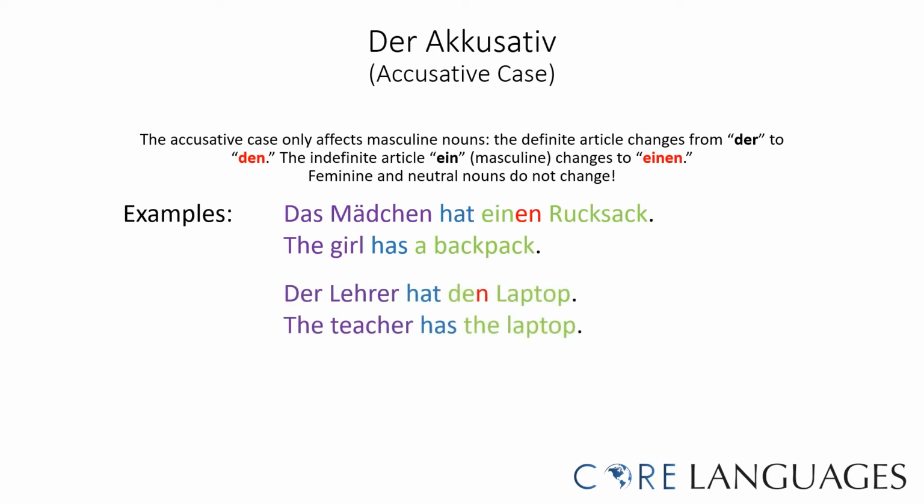Der Lehrer hat den Laptop. The teacher has the laptop. Laptop is a masculine noun, and der changes to den. Ich habe eine Katze. I have a cat. Katze is a feminine noun, so you see no changes. Eine stays eine.